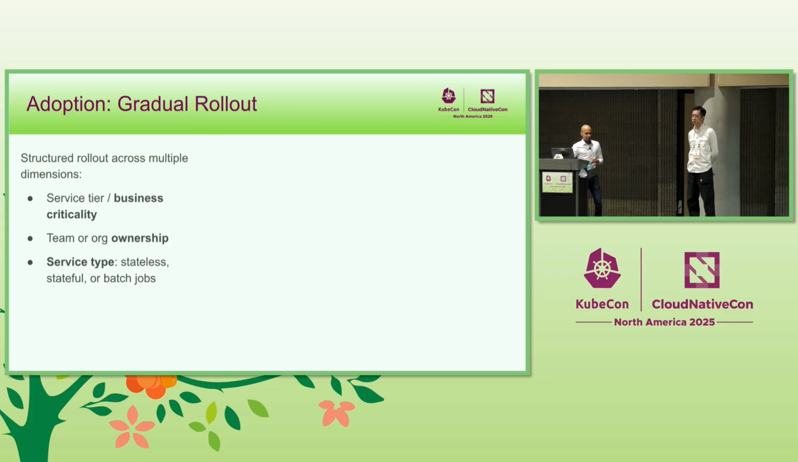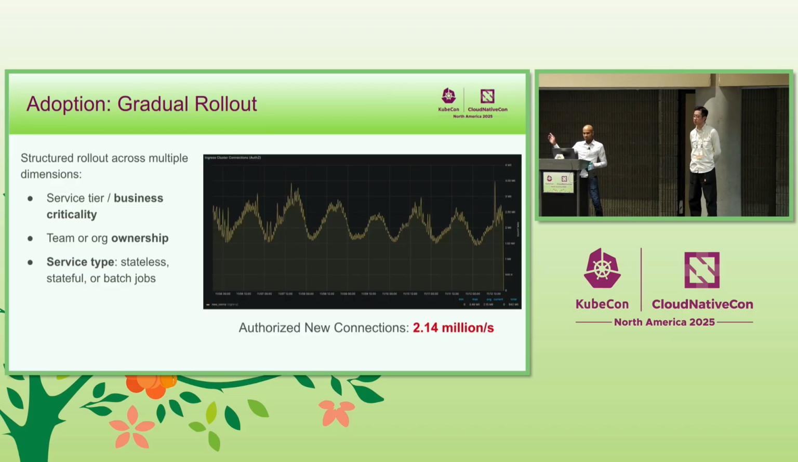The next part is around gradually rolling this out across the entire company. Like I said, we have thousands of systems that we need to roll this out to. What we did is we looked at business criticality, the organization or the team that owns the system, and also the asset type or the service type. We roll out to stateless first before we roll out to the databases. Using this, we rolled it out over the course of, I think, almost a year. We started the rollout late last year. As of today, this is metrics from yesterday that we grabbed. We are authorizing over 2 million connections per second within our system. And these are all service-to-service calls.